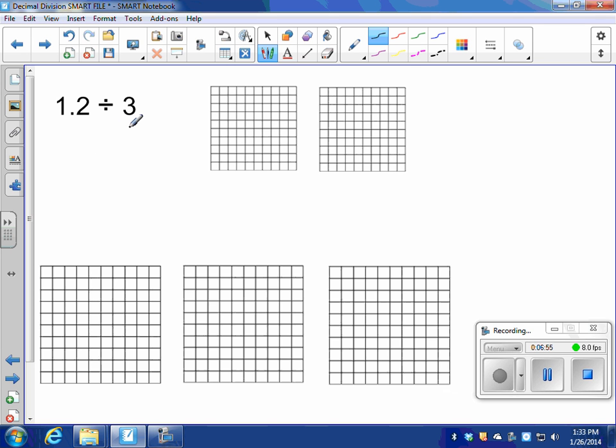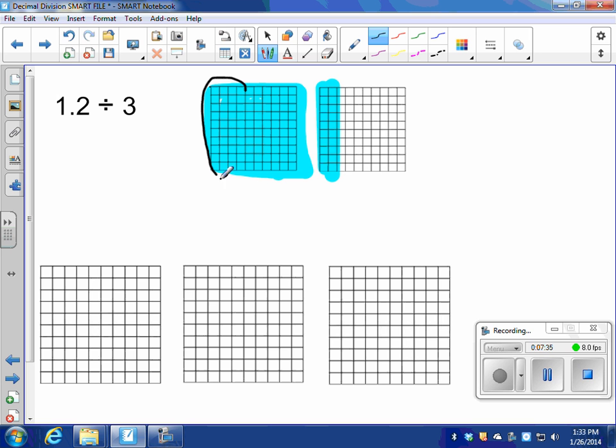1 and 2 tenths divided by 3. This will be our last one for today. I'm going to shade in 1 and 2 tenths, and I want to divide it into groups of 3. So if I count the number of tenths I have, I can see that I have 12 tenths. So 12 divided by 3 is going to give me 4. So I'm going to have 4 tenths in each group.